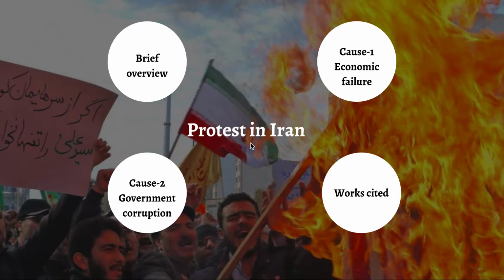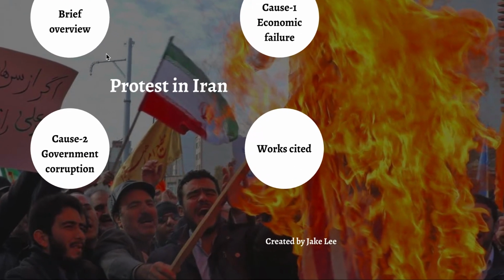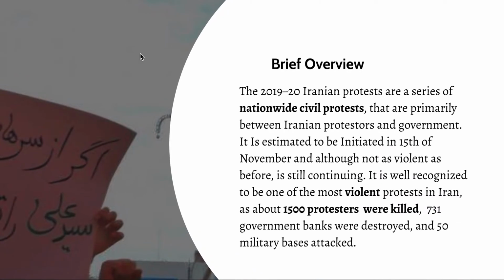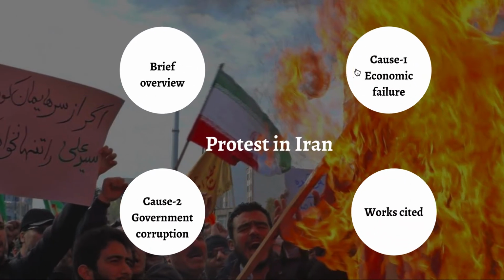So before I actually go into the causes of the Iranian protests, I would like to briefly overview the conflict. The 2019 to 2020 Iranian protests are a series of nationwide civil protests. It is well recognized to be one of the most violent protests in Iran, as about 1,500 protesters were killed and many government facilities were destroyed.